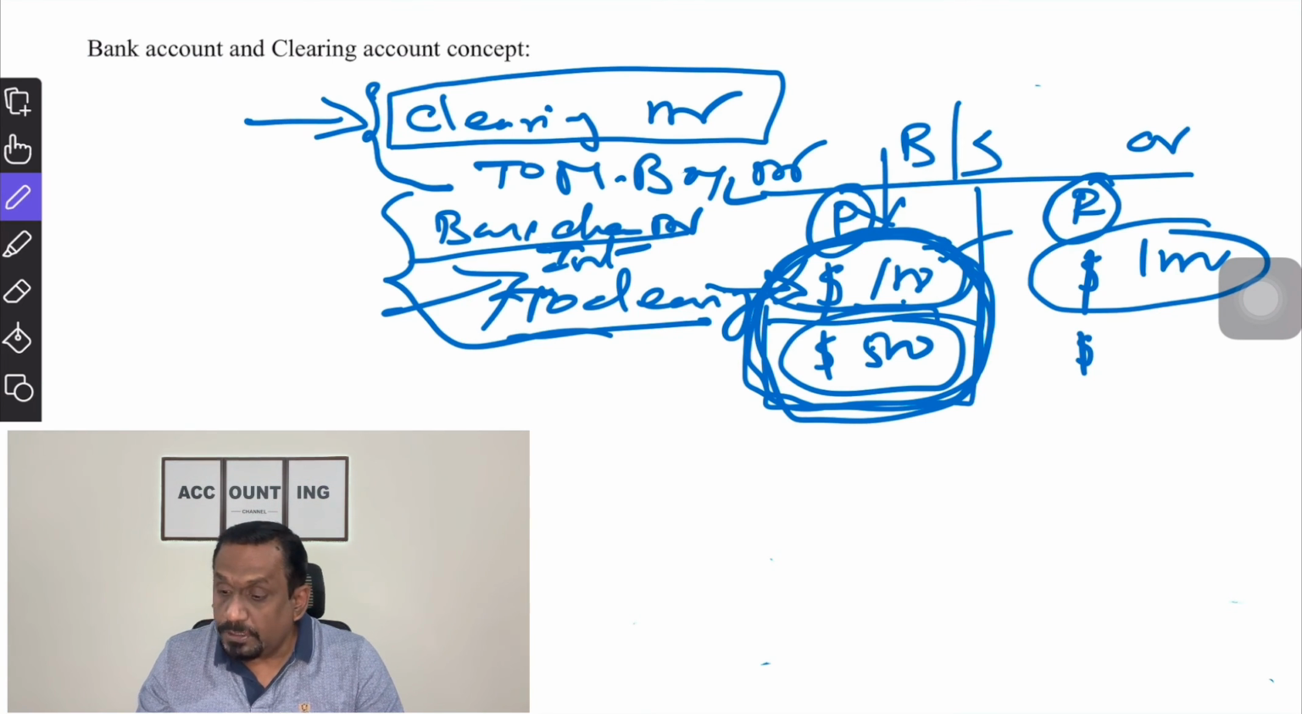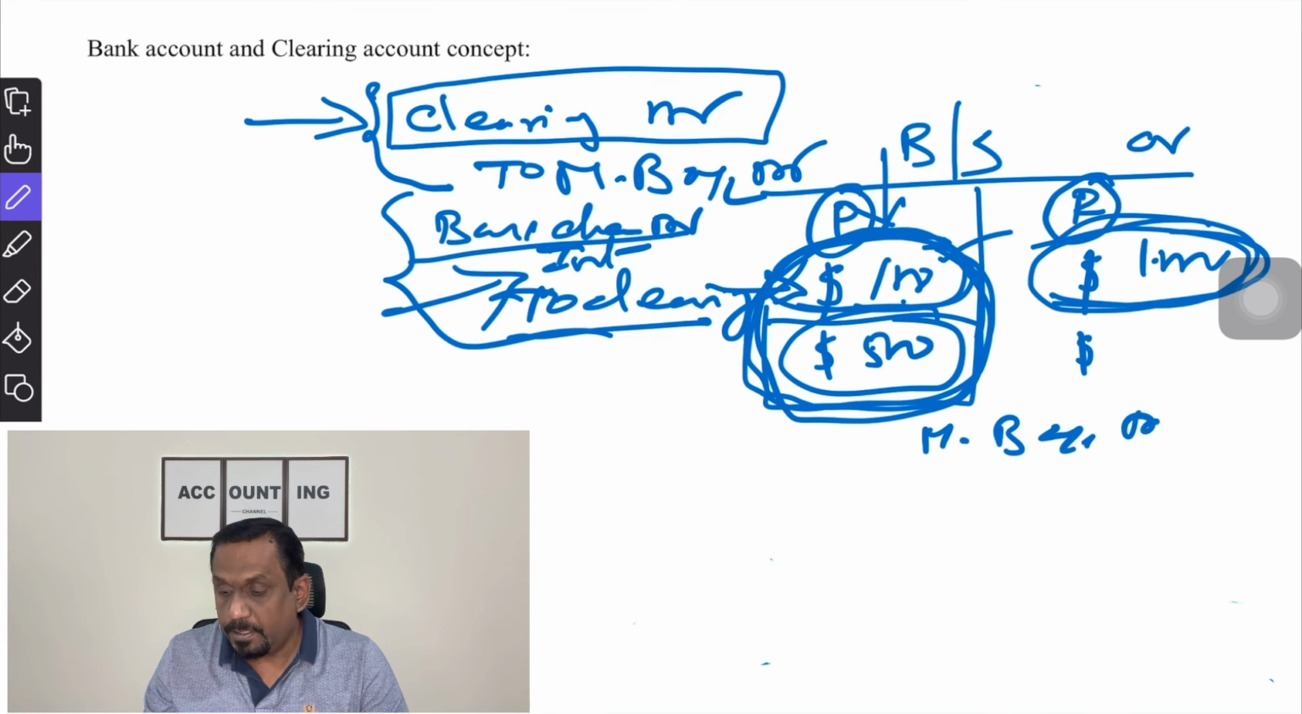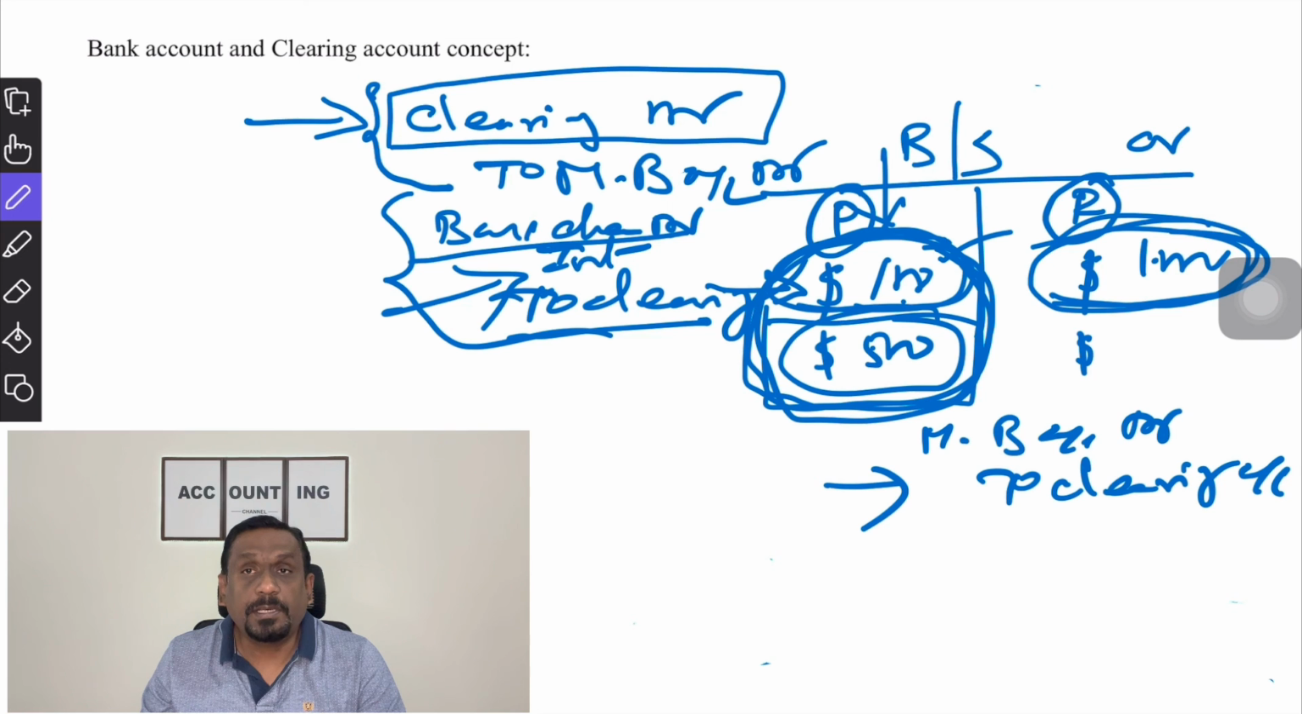Next, you see some interest has been credited. This entry also will get posted when the bank statement gets uploaded. What entry will get posted? Main bank account debit, clearing account credit. This is the entry the system will post. Main bank account debit and clearing account credit, the system will post.